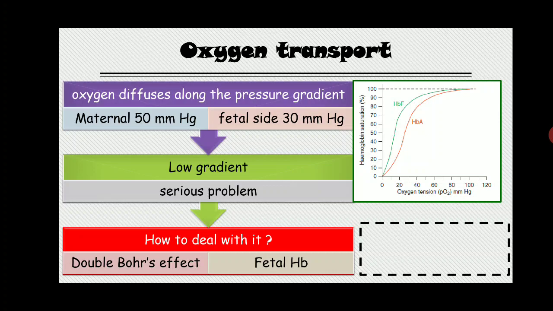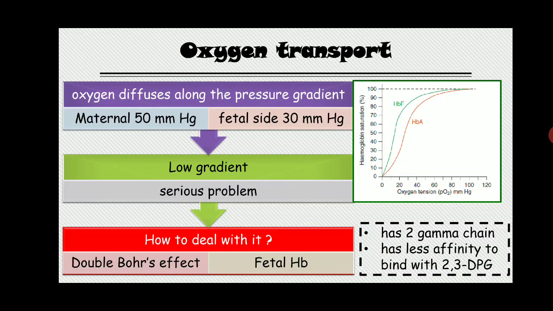Why does fetal hemoglobin have a higher affinity to bind with oxygen? The answer is that it has 2 gamma chains instead of 2 beta chains. The 2 gamma chains have less affinity to bind with 2,3-DPG, so there are fewer chances of the right shift of that curve. 2,3-DPG is basically designed for the right shift of the curve, or to decrease the affinity of the hemoglobin to bind with oxygen. Got it? So fetal hemoglobin has a capacity to bind more oxygen at less partial pressure.